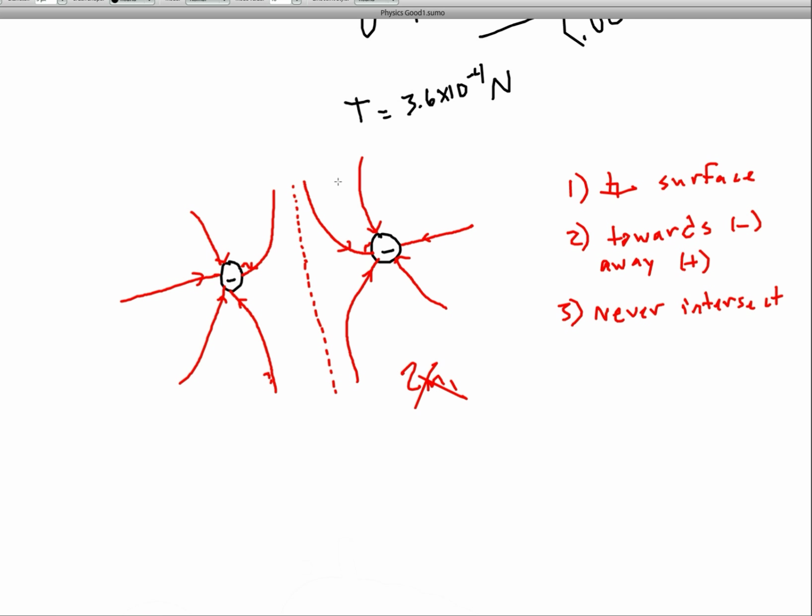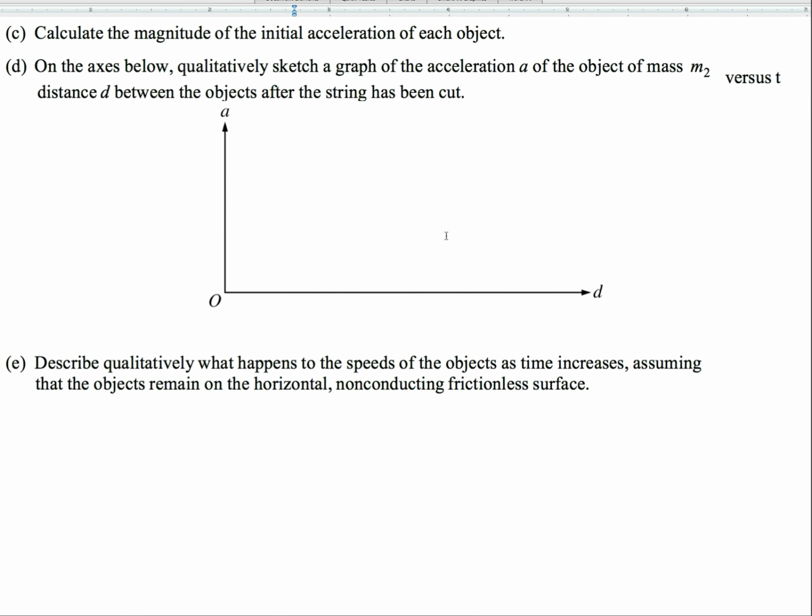Again, it's totally arbitrary. I could draw more and more lines because there is field right here in these empty spaces. But again, you don't need to draw so many lines that you just confuse yourself. Okay, so now that was part B. Let's look at part C.